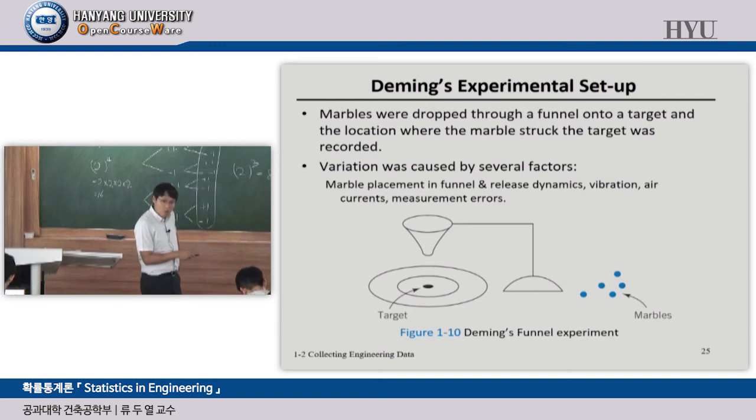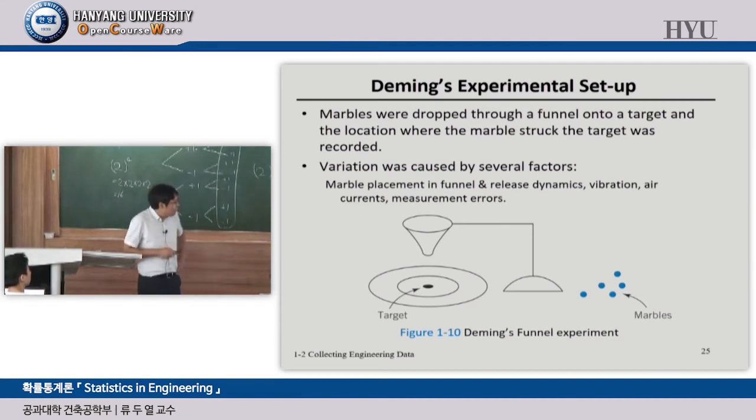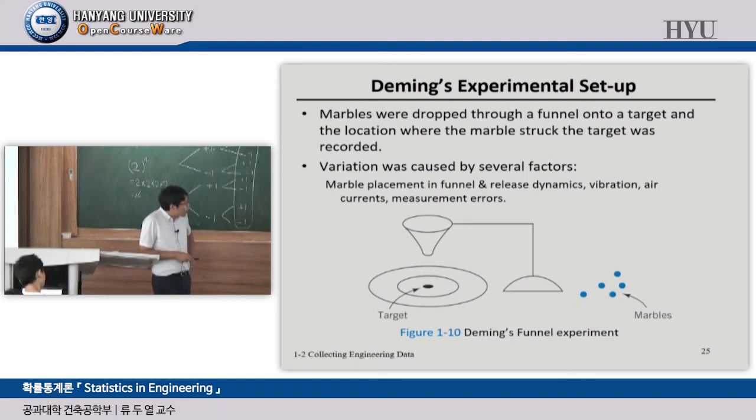And also the vibration of the funnel. And the vibration of the funnel will cause the different striking point of the marble, right? And also the air current and the measurement errors. And from these things, normally we have the variation, which means that the striking point of the marble is not always corresponding to the center of the target. Okay? There is some distance between the striking point and the center of the target, even though we adjust the funnel to the center of the target. Okay?